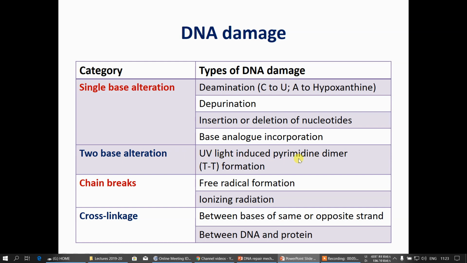Two base alteration may occur by UV light. Mainly UV light leads to pyrimidine dimer formation, which occurs between two adjacent thymine residues. Chain breaks may occur due to free radical activity; free radicals directly lead to chain breaks, or it may be due to ionizing radiation. Cross linkage can occur between the bases of the same or opposite strand, or between the DNA and a protein molecule.